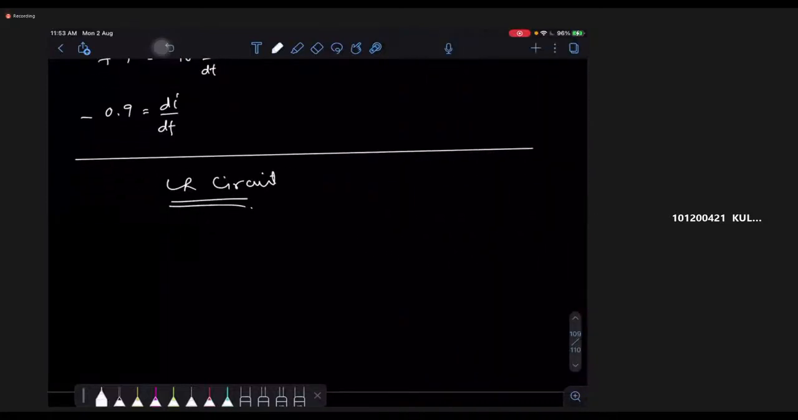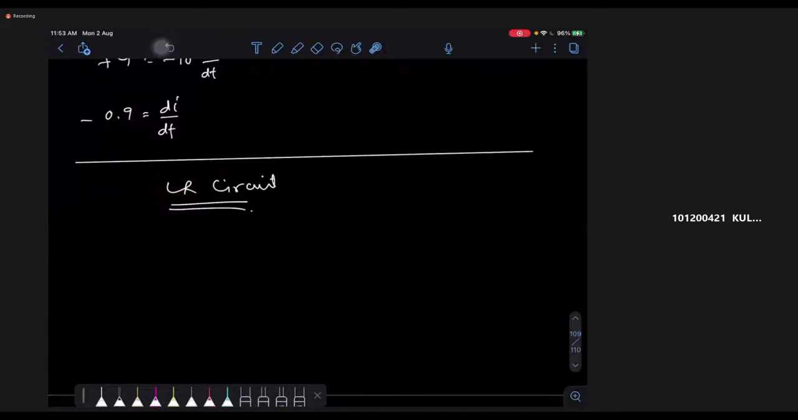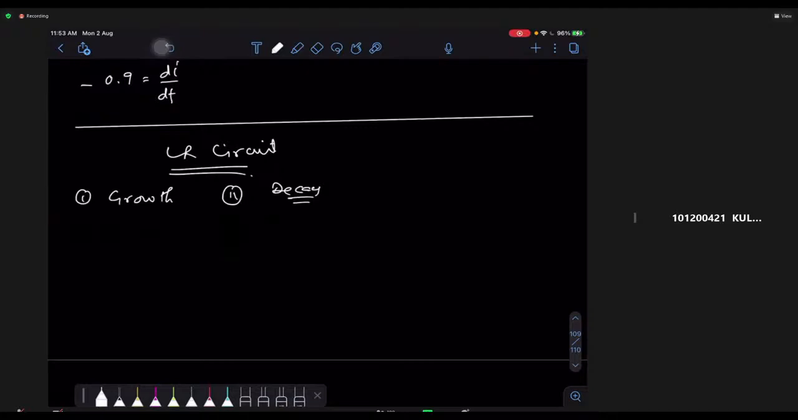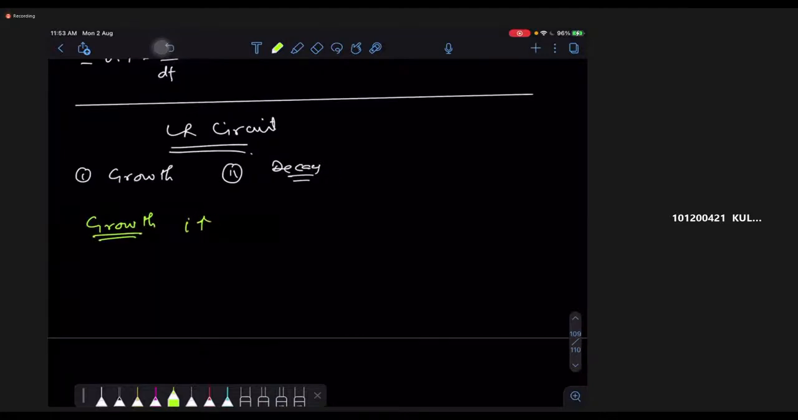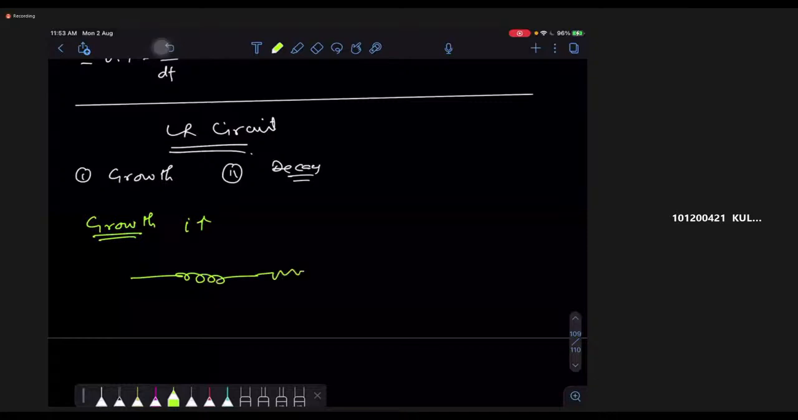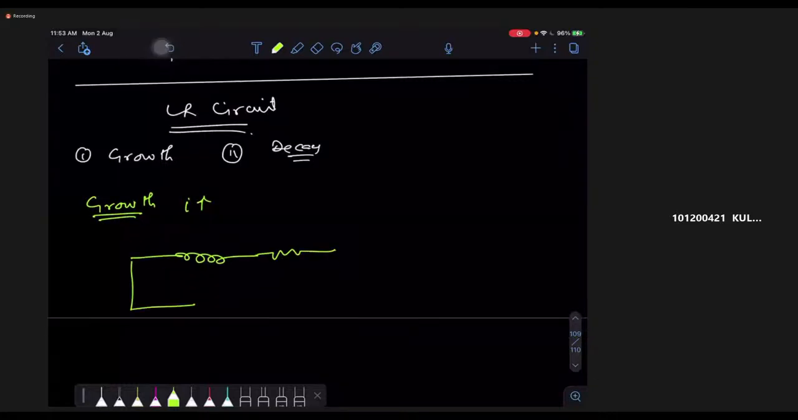Okay? So symbolically, we are going to represent here L and R circuits. Two types of LR circuits we have. One is called a growth circuit, and the second one is a decay circuit. First we can discuss the growth circuit. Growth circuit means your current is growing. That's called a growth circuit. The circuit is made up of L, R, and a battery. That is the simplest growth circuit.